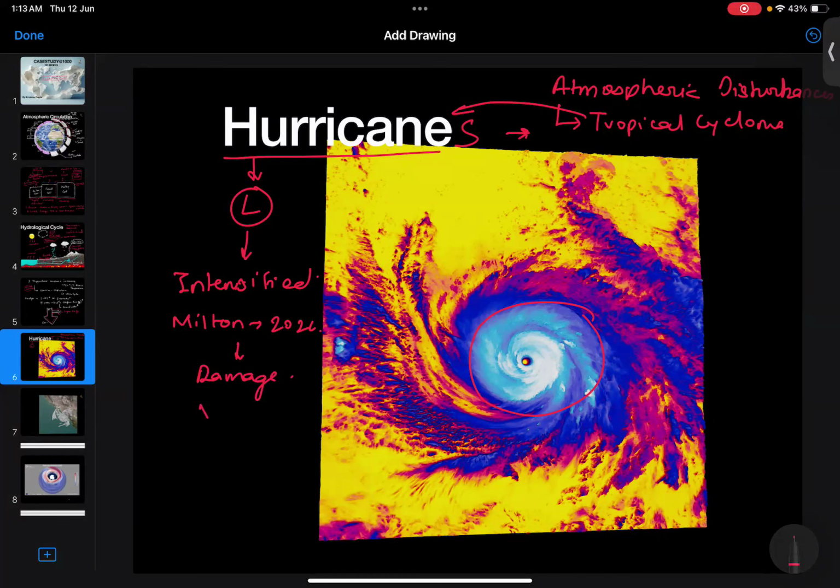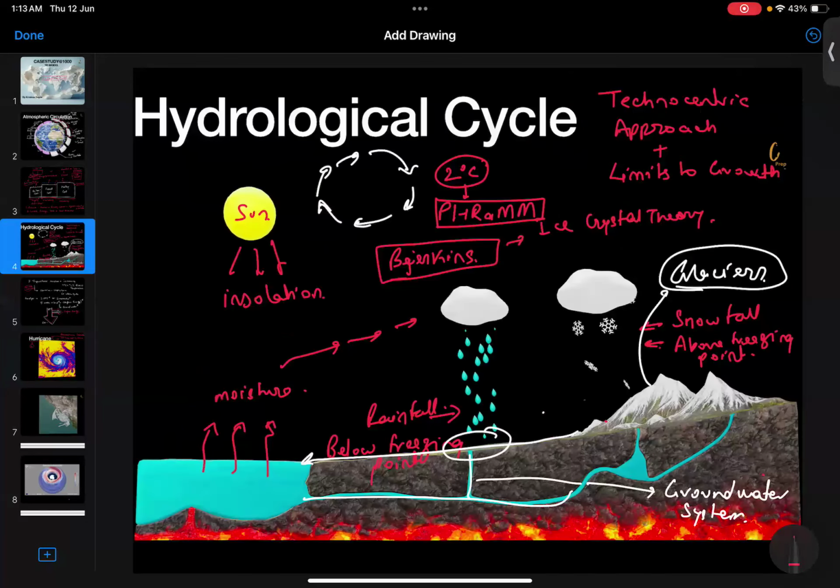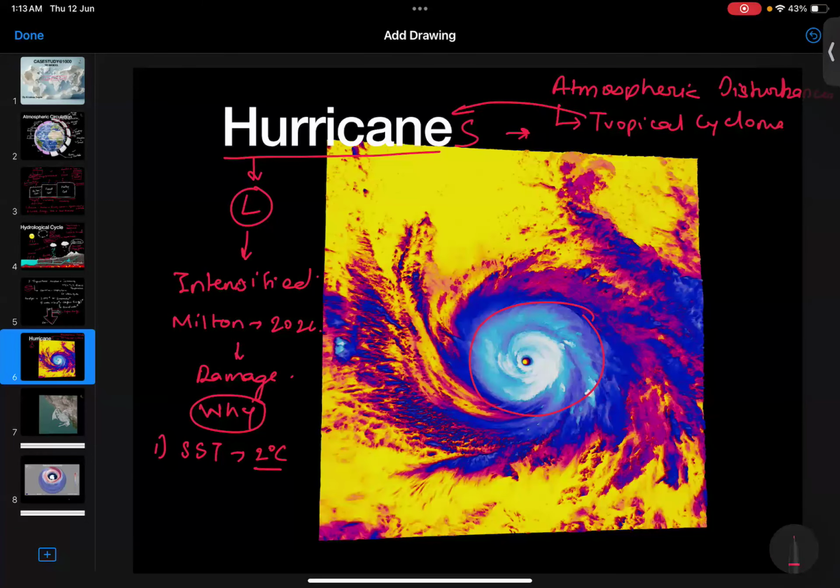And why is this happening? What is the reason? Number one, there is a sea surface temperature rise, which has already taken place by more than 2 degrees Celsius. And this 2 degrees Celsius, as we have seen in the previous part, we can also apply to this area, that is PHRA-MM. This is also provided by IPCC. The IPCC report has also given that 2 degrees Celsius has been breached in the year 2025.